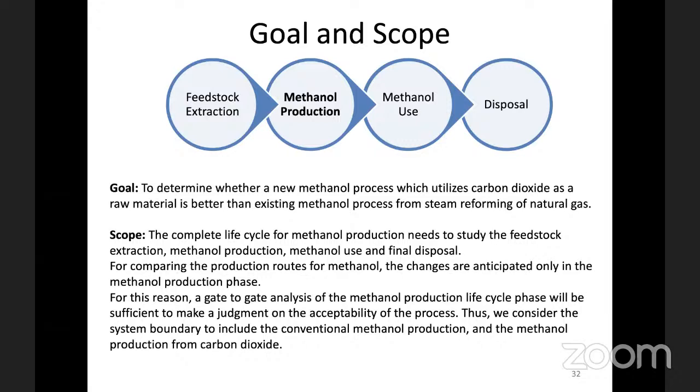So goal and scope, you first define the goal and scope, that it is methanol production that you're looking at. So feedstock extraction is not very important. Methanol use is not very important. The methanol disposal is not very important. So here you immediately look at the goal and scope of the process, and you determine that the new methanol production process is your main important step.